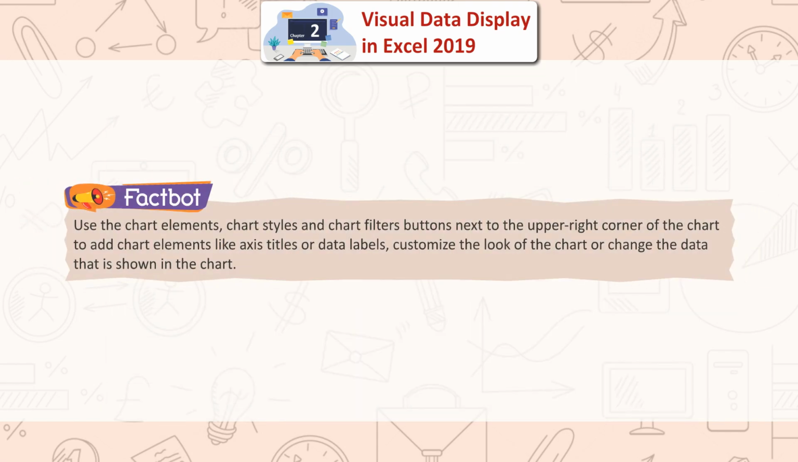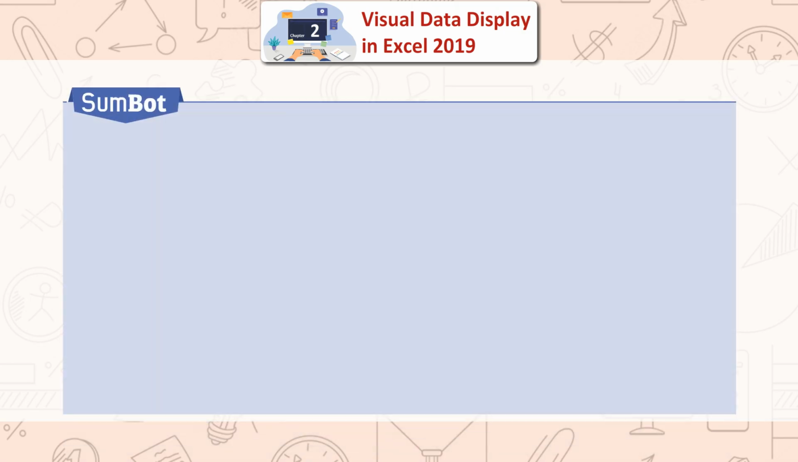Factbot. Use the Chart Elements, Chart Styles, and Chart Filters buttons next to the upper right corner of the chart to add chart elements like axis titles or data labels. Customize the look of the chart or change the data that is shown in the chart.